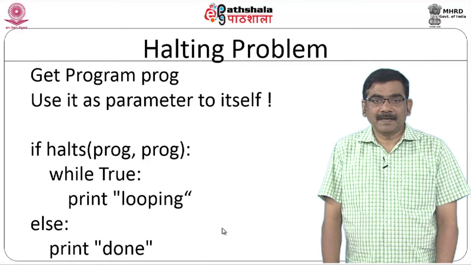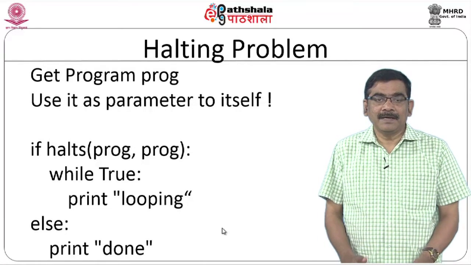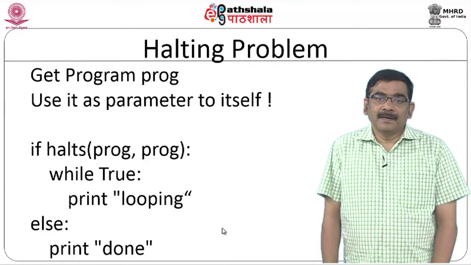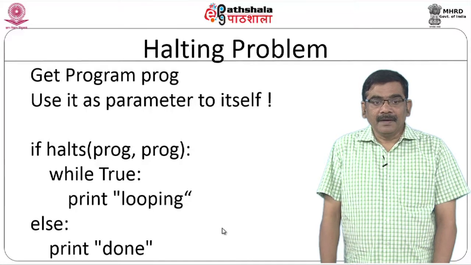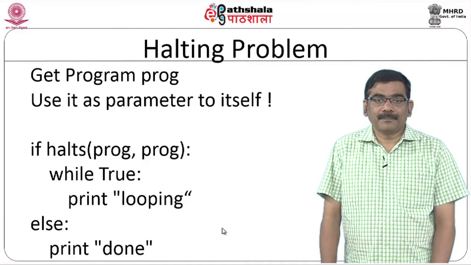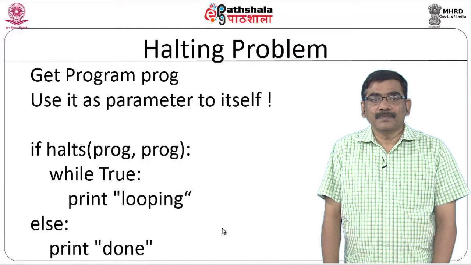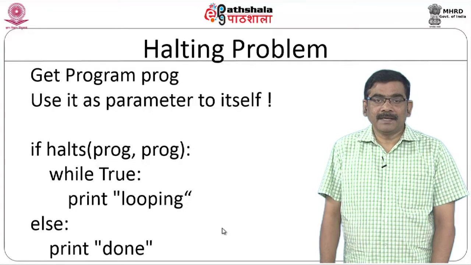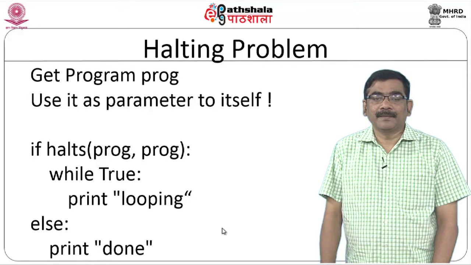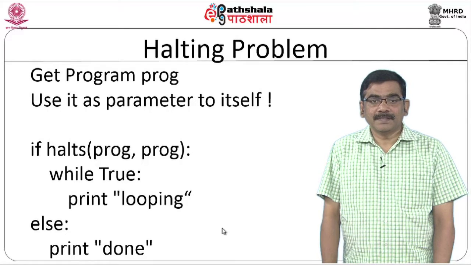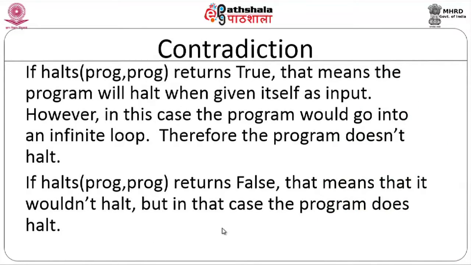In other words, what is happening is that we write one program and we are giving that as the input for the same program. If halts(program, program) is true, then while true, it loops. So, we say it is an infinite loop. Otherwise, it is done. So, this is the program. So, what is the implication of this?